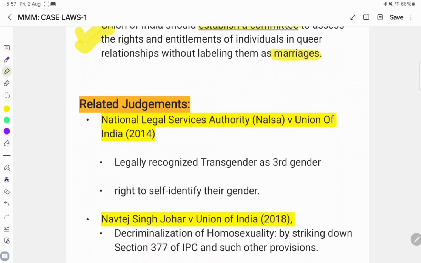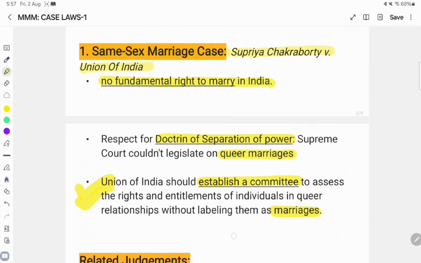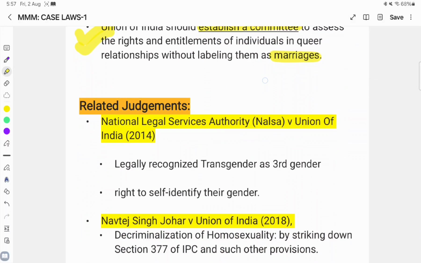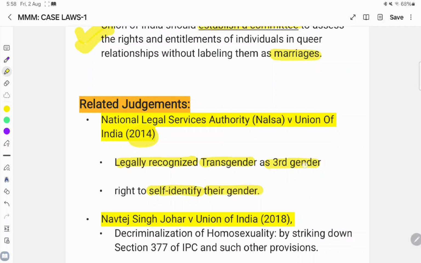Okay. The next case, similar to the Supriyo Chakravarti versus Union of India case, is the NALSA case, which was also related to the rights of LGBTQ plus communities. It was a case of 2014 in which the Supreme Court gave legal recognition to transgender persons as the third gender. That is the first thing. The second thing, in this case the Supreme Court said that every person has the right to self-identify their gender.